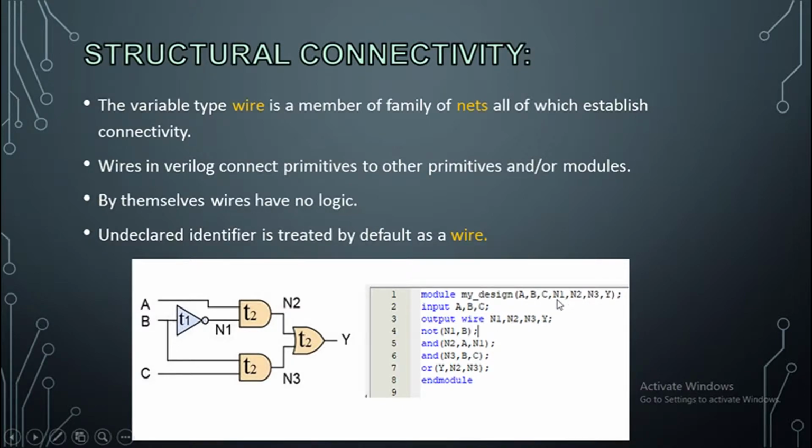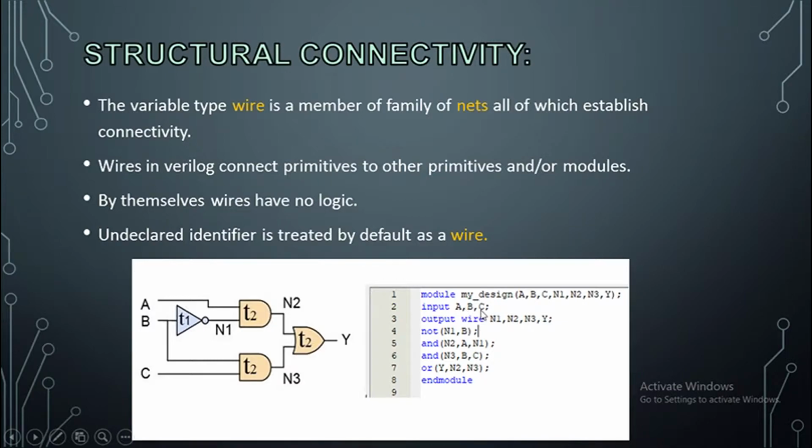A, B, C are the inputs. N1, N2, N3 are also part of the circuit, and they are outputs of these gates as well. That's why we are going to use them in the list of ports. So we are going to include them in the ports. Now we are going to define which of these are inputs and which of these are outputs.